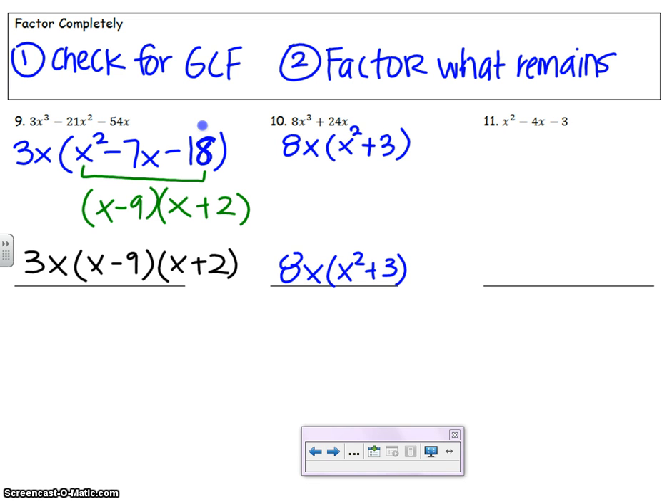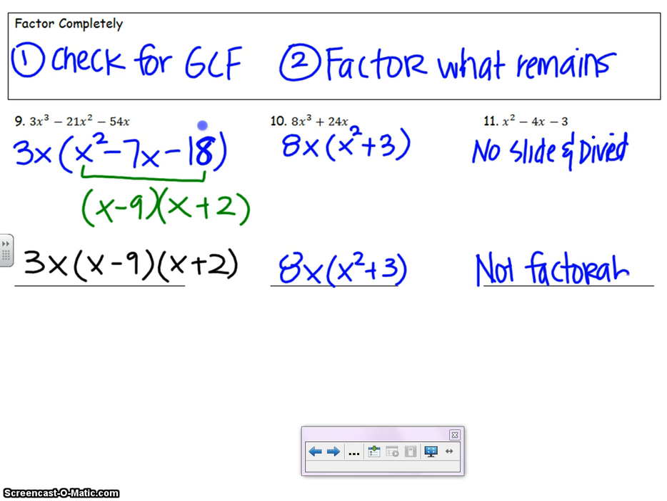Now when we look at number 11, we're thinking, okay, there's no term in front of x squared, so I don't need to slide and divide. There's nothing to the third power. So when we look at this, we're thinking of factors of negative 3 that add up to be negative 4. And we're not able to come up with any. So this one is actually something that is not factorable. This is not something that we're going to see on our test for Chapter 9, but this is something that we want you to know, that not everything can be factored.